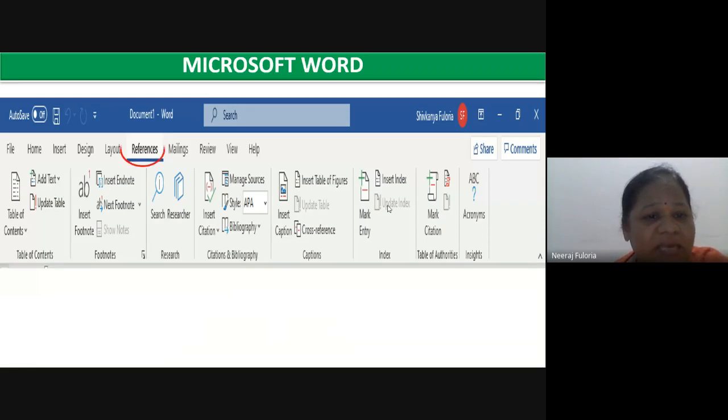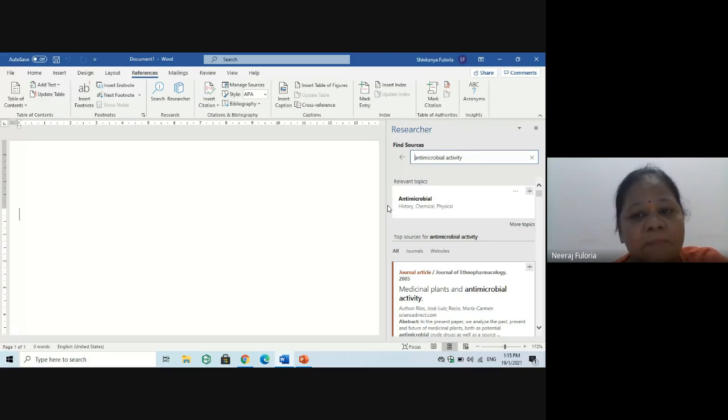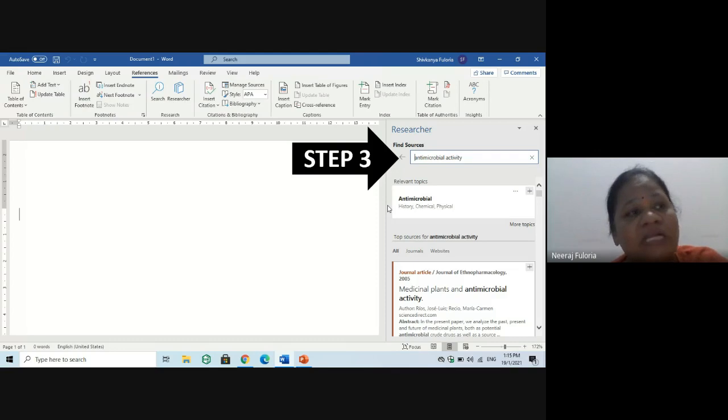So you can see here, I have shown the References tab, and you can go for the search. There is one option here, Search or Researcher. Okay, so you can just click on the Researcher part, and once you click on Researcher, you can find here the Find Resources. Okay, what kind of information you want to find out. You are writing a paper on cancer, you are writing a paper on antimicrobial activity. So I just put antimicrobial activity here. Maybe you can specify.